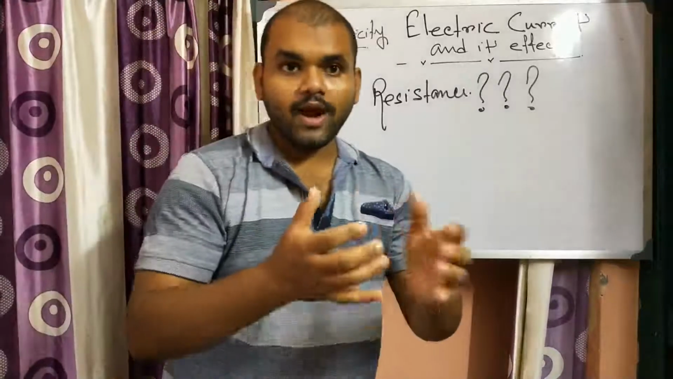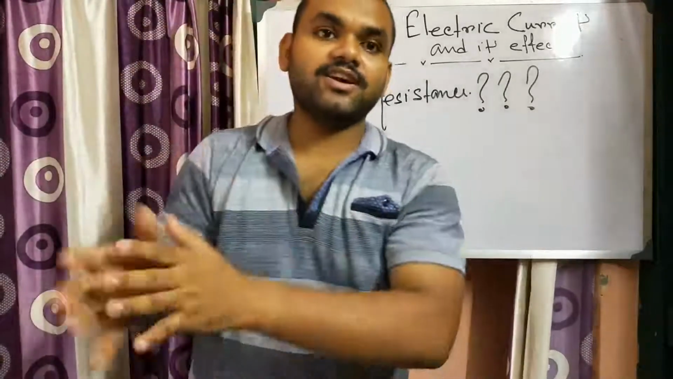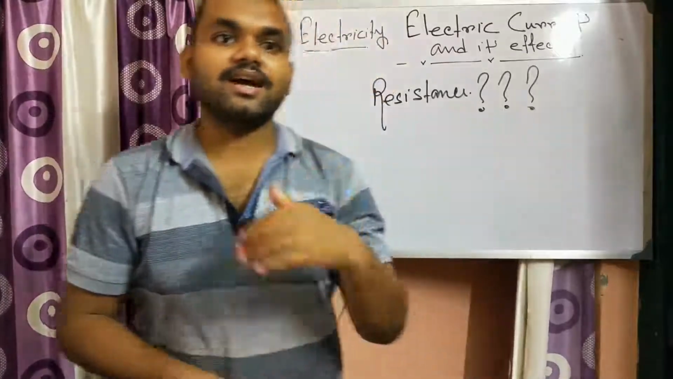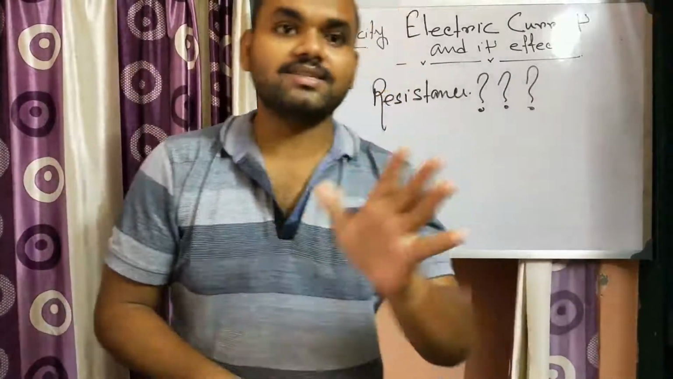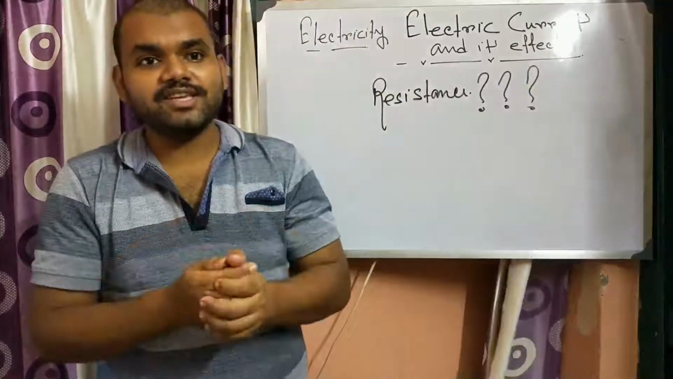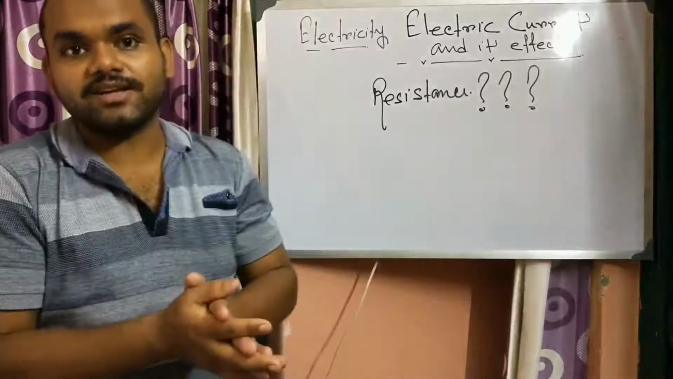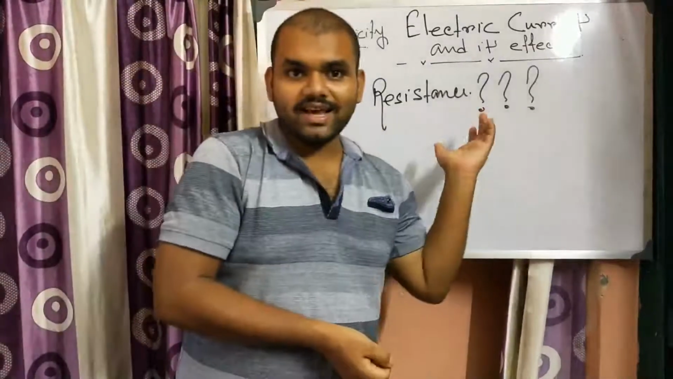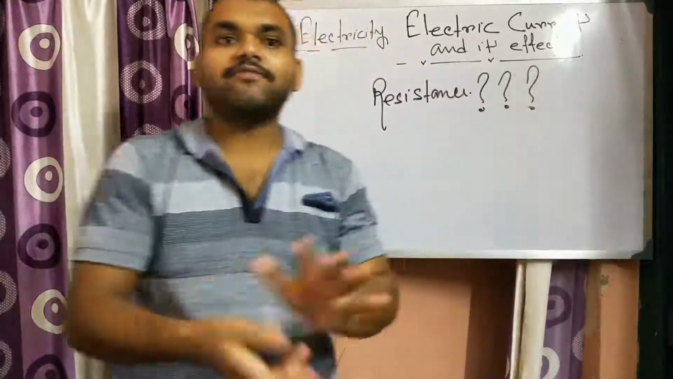Different materials have different resistance. That's why one metal can conduct electricity easily, while another metal doesn't. The electrical conductivity is different for different materials. Why? Because they have different resistance. Why do they have different resistance? Because they are made up of different materials.